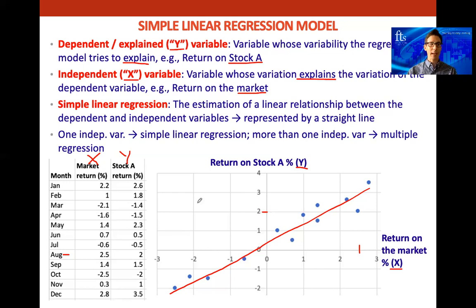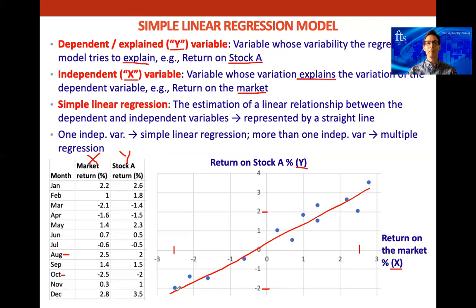Let's have a look at another month. I wanted us to focus on October, here it is. Look what happened in October. It was a bad month. The market was down 2.5% over here. And then stock A also had a bad month, not as bad, but still bad enough. It was down 2% for the month there. So this dot here in October is showing us a bad month for both the market and stock A.